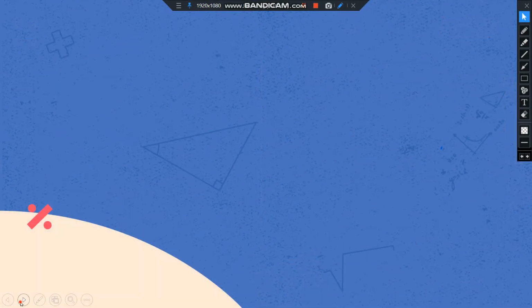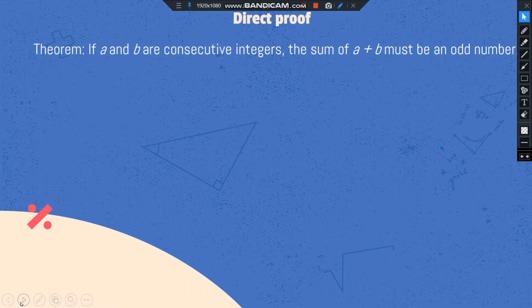So we will start off with trying an example using direct proof. Here we have a theorem which says if a and b are consecutive integers, the sum of a plus b must be an odd number. So step 1 is to figure out what this consecutive integer means. Well, if we assume that a is 1, then b must be 2. So b equals a plus 1.